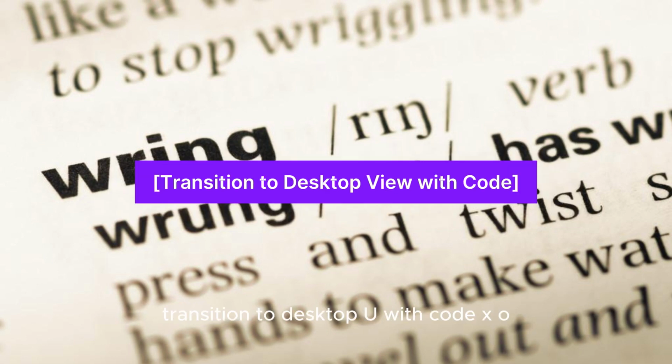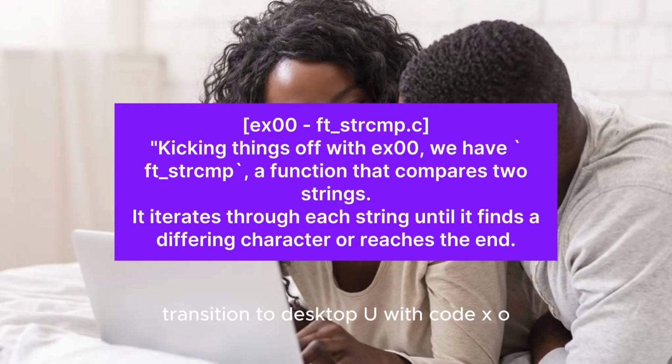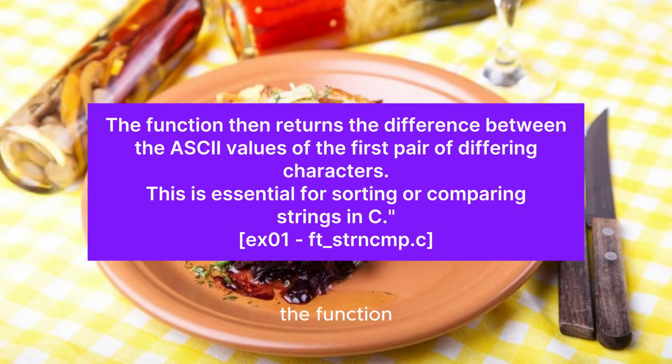Transition to desktop view with code. X00 ft_strcmp.c. Kicking things off with X00, we have ft_strcmp, a function that compares two strings. It iterates through each string until it finds a differing character or reaches the end. The function then returns the difference between the ASCII values of the first pair of differing characters. This is essential for sorting or comparing strings in C.